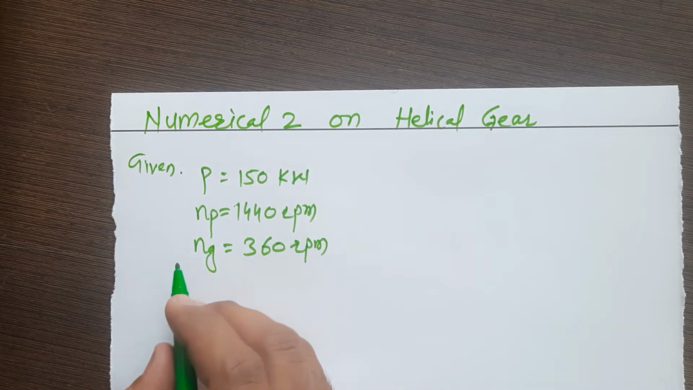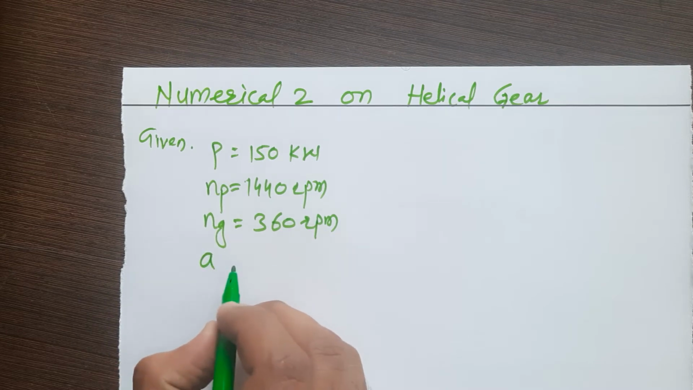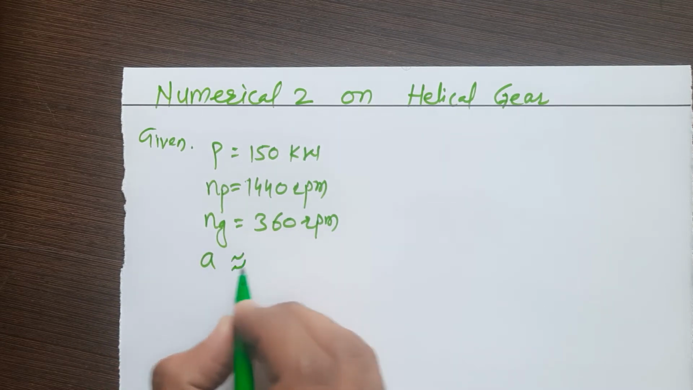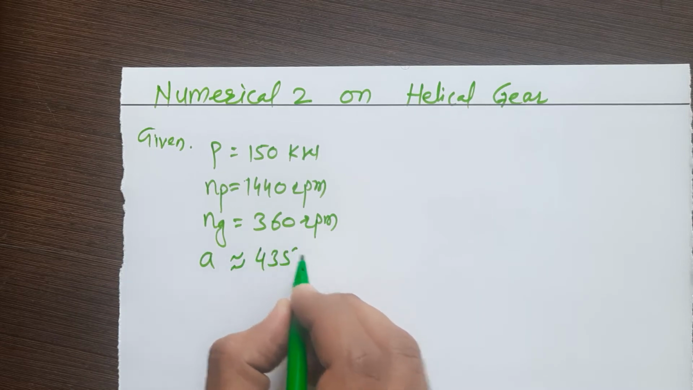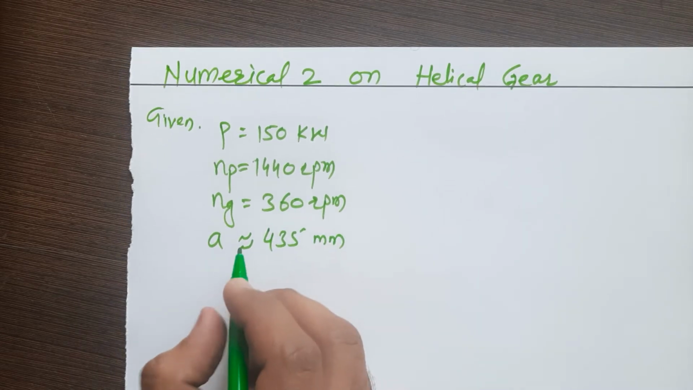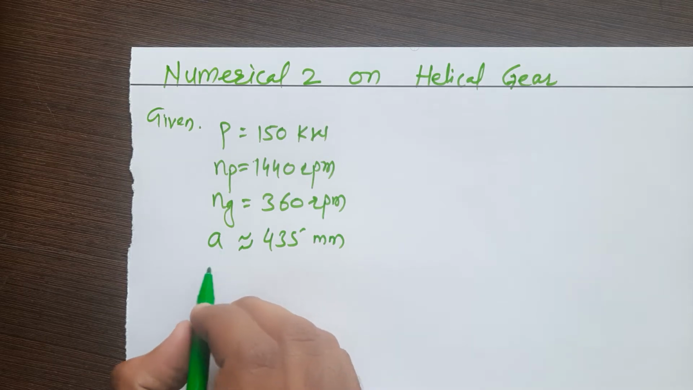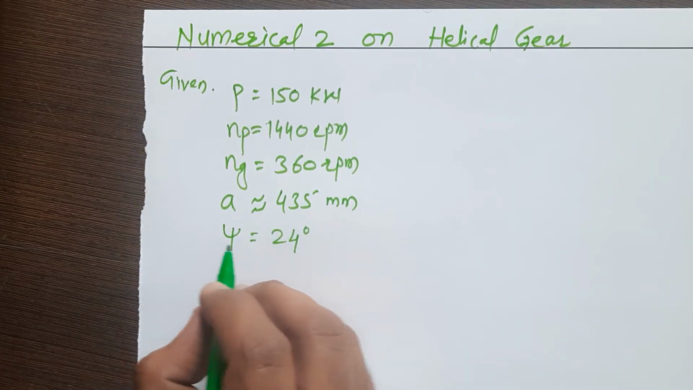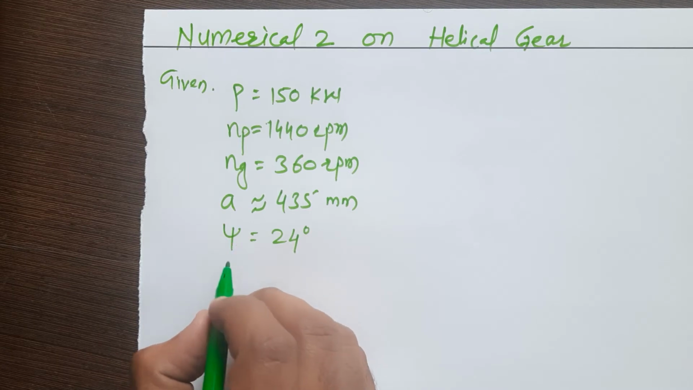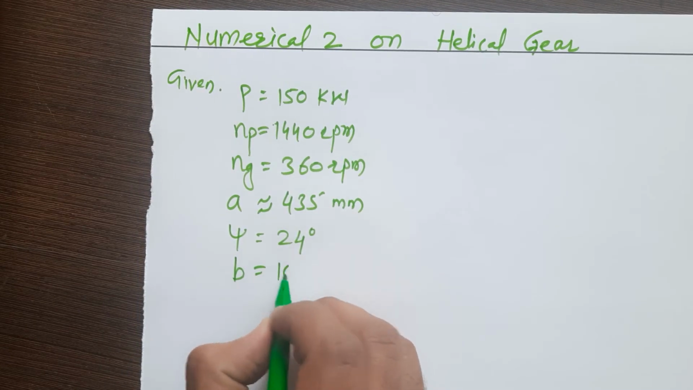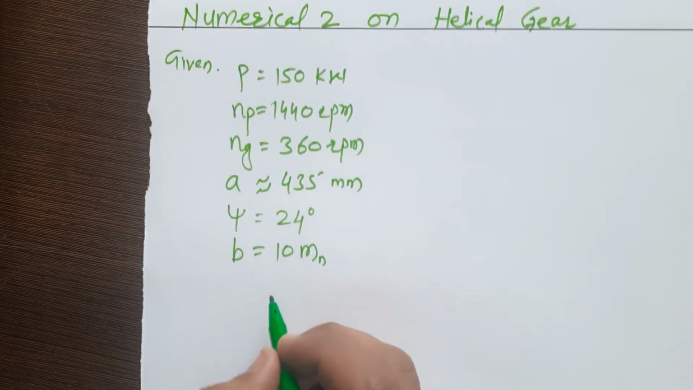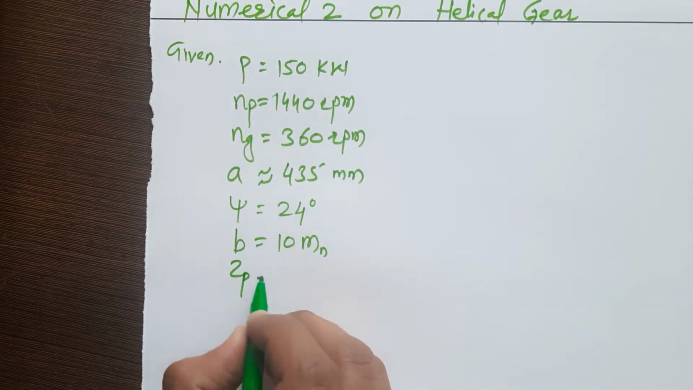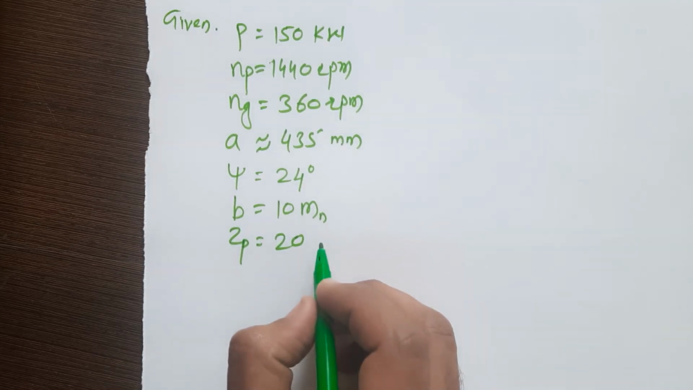The center distance is small a, approximately 435 mm. Helix angle is 24 degree. Psi is 24 degree. Face width is 14 times module. Face width is 14 times normal module mn. The number of teeth on pinion Zp is 20.